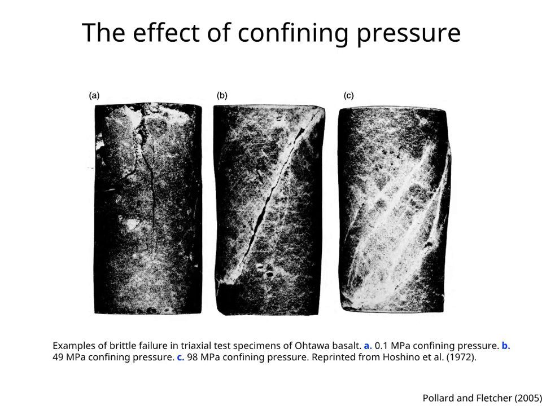These are examples of brittle failure in triaxial test specimens of basalt. From left to right, the confining pressure increases from 0.1 to 98 megapascals. Notice how at a confining pressure of 0.1 megapascals, the sample fails along an axial, tensile fracture. At 49 megapascals, the sample fails along an inclined shear fracture. And at 98 megapascals, the sample develops an array of inclined shear bands, and the deformation is much more distributed. The deformation in A and B is brittle, and in C is more ductile.